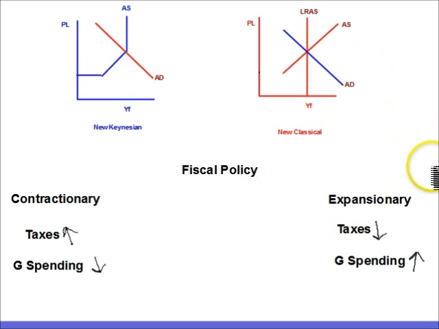Later on, we'll talk about some other options that could allow us to get to full employment without increasing aggregate demand. But fiscal policy is where we change taxes or government spending in order to increase or decrease aggregate demand in order to get us out of either an inflationary time period or a recession.